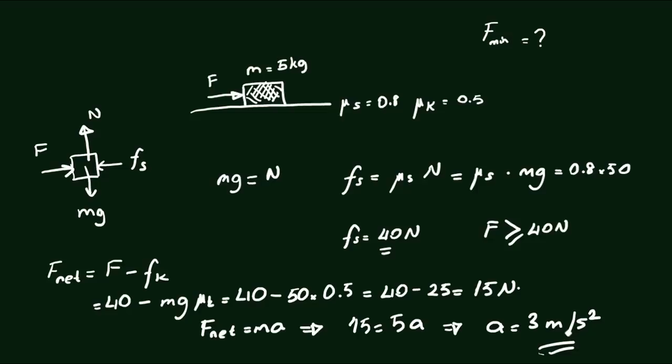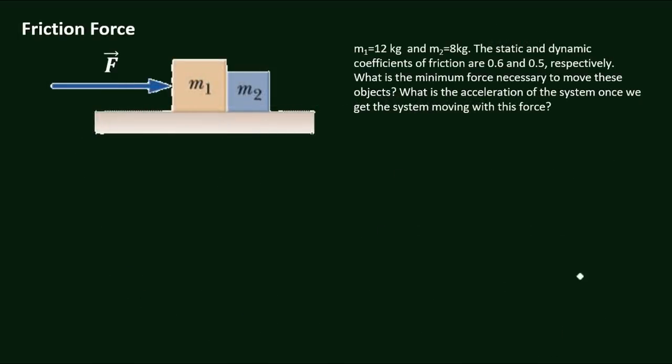Now let's tackle a different problem. Let's have two masses, M1 and M2, being pushed by this force. Let's see what happens then. So we're given the masses as 12 and 8 kilograms. Coefficients of friction are 0.6 and 0.5 respectively. It says what is the minimum force necessary to move these objects, and what is the acceleration of the system once we get the system moving with this force. All right, perfect.